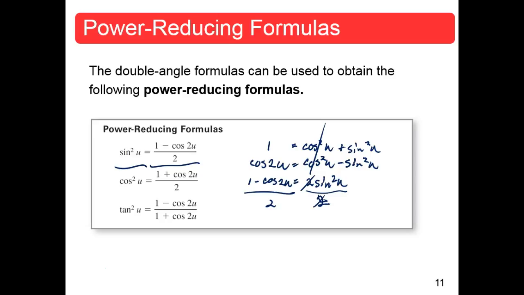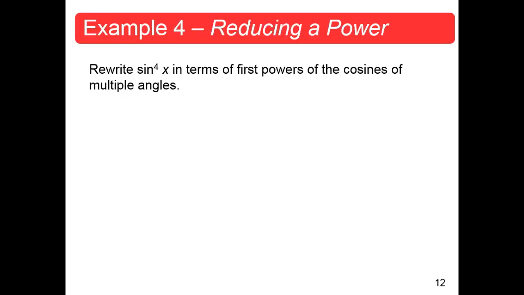Okay, so let's move on to example 4, and let's see if we can do it. Uh-oh! Why did they do this to us? They jumped it all the way up to sine 4th x. It says rewrite sine 4th x in terms of first powers of cosines of multiple angles. How in the world are we going to do that? What do you reckon sine 4th x is anyway?